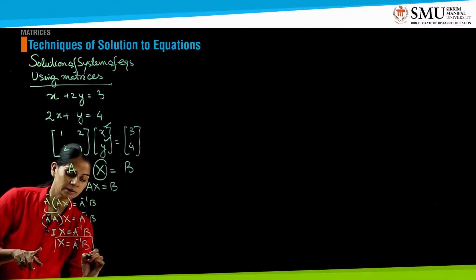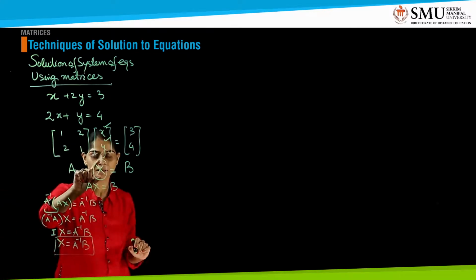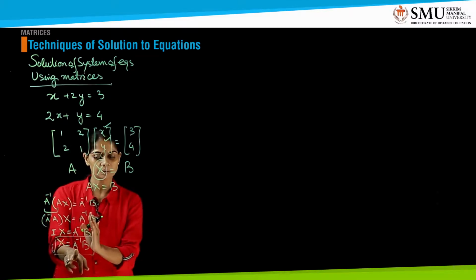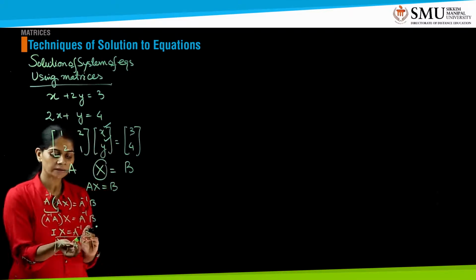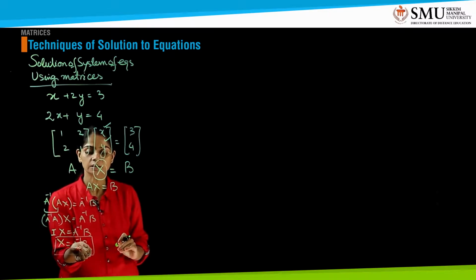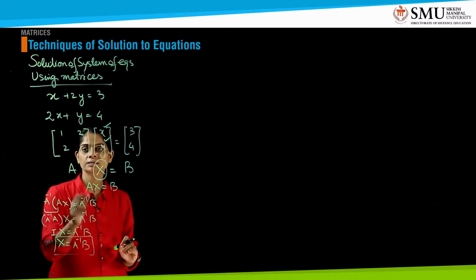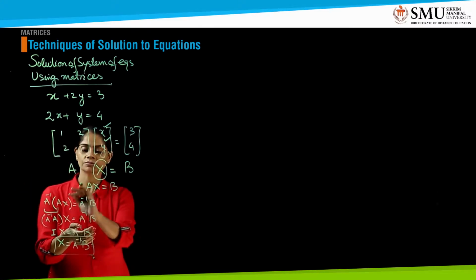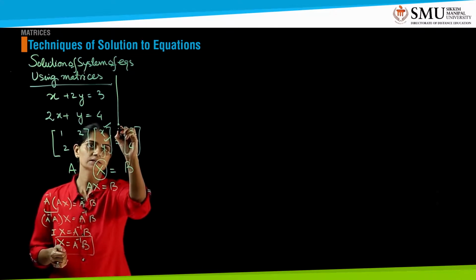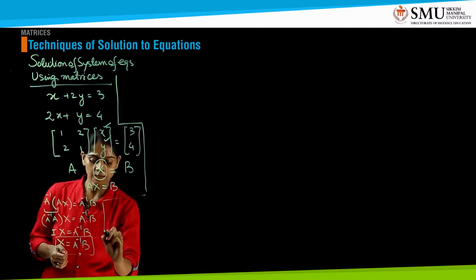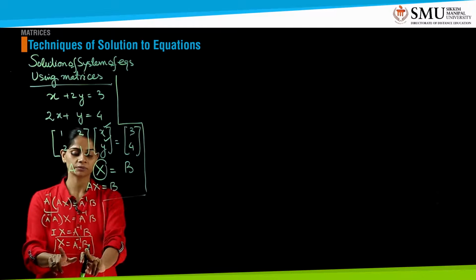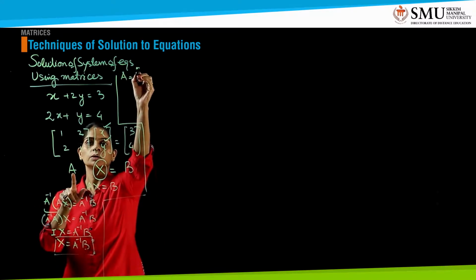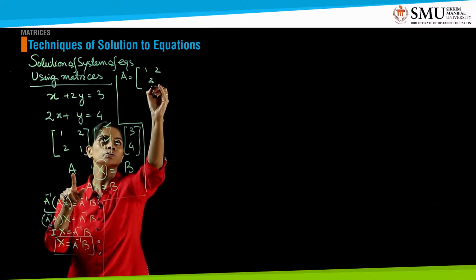So, to find the values of x and y, it is enough if we can find A inverse. In our previous videos, we already defined how to find the inverse of any matrix. Since A is a square matrix, it is very clear that we can find its inverse. So, let us first find the inverse of A and then multiply that with B, and we will get the value of x. Here A is equal to [1, 2; 2, 1].